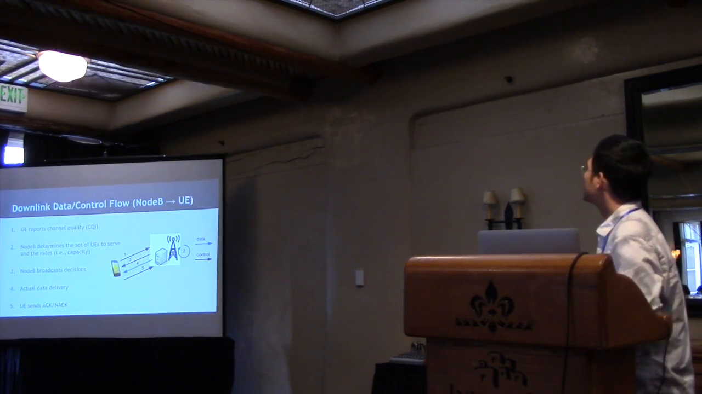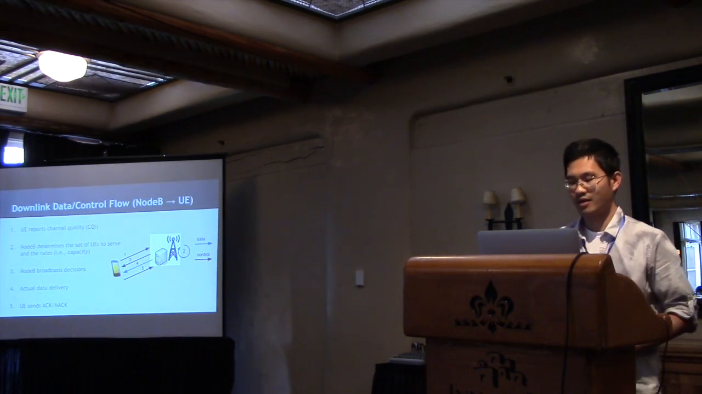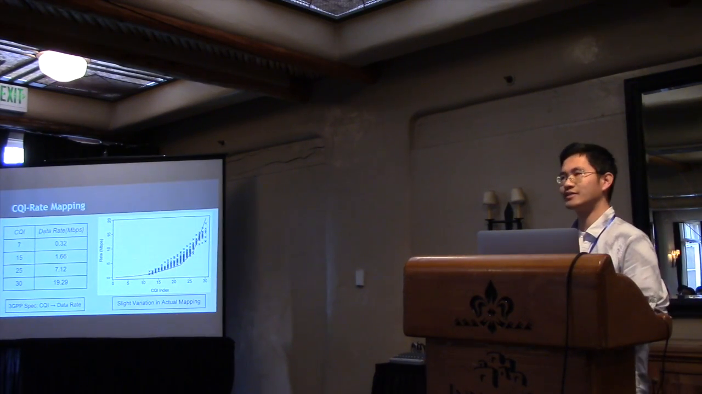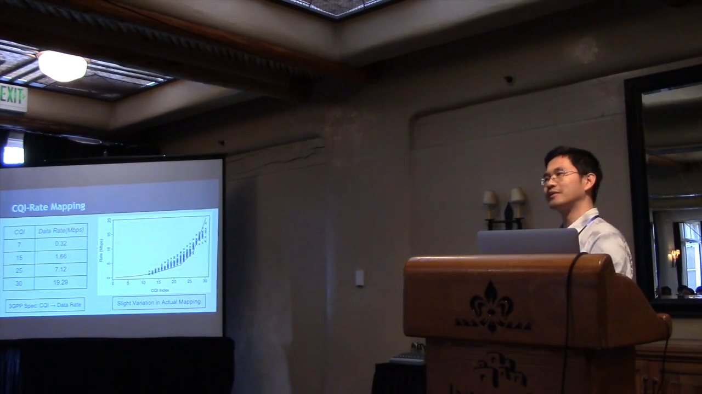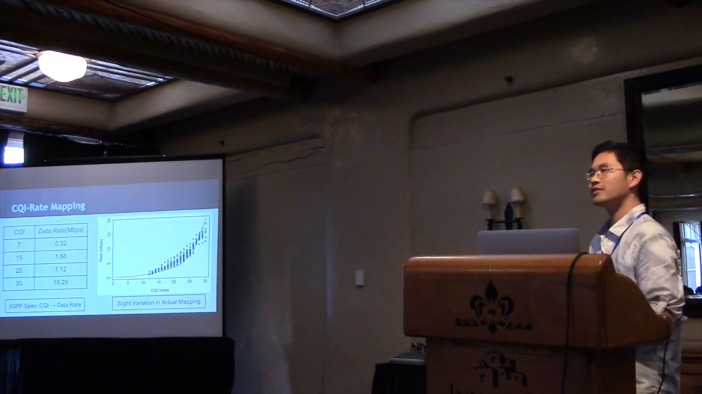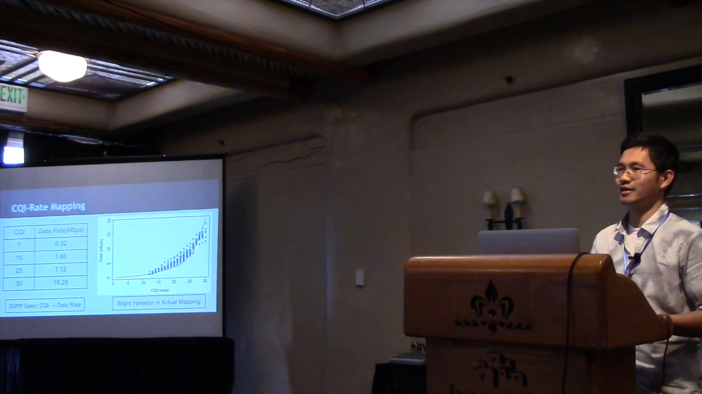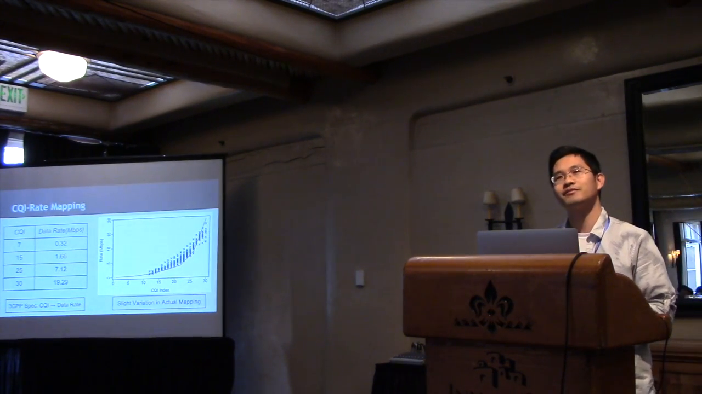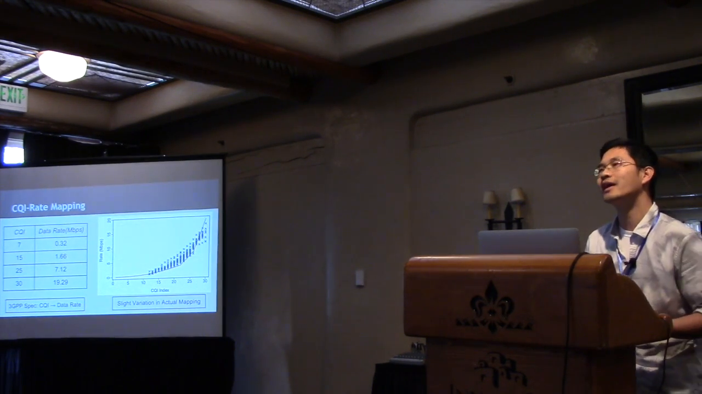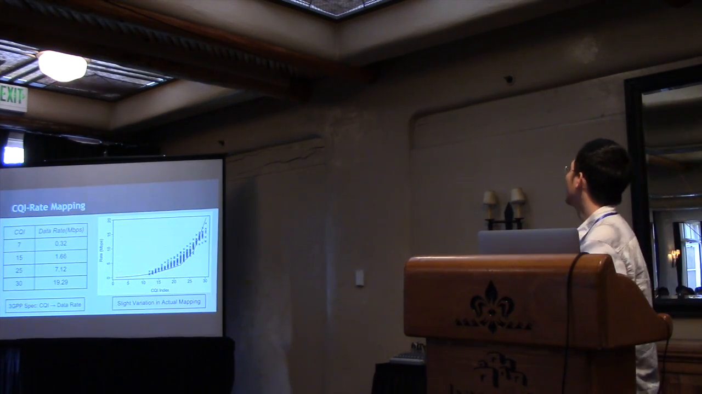So how does a base station actually determine at which data rate it should serve this UE? It turns out that 3GPP recommends the following CQI to rate mapping. For example, if the CQI value is 15, then the UE should be served at 1.66 megabits per second. Because this is only a recommendation, different base station vendors may choose to implement their own mapping. So we want to understand how much variability is out there due to implementation.